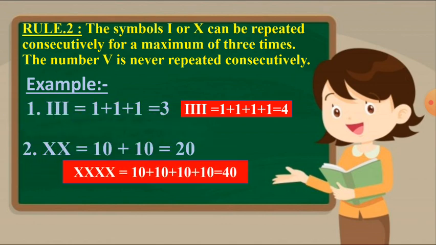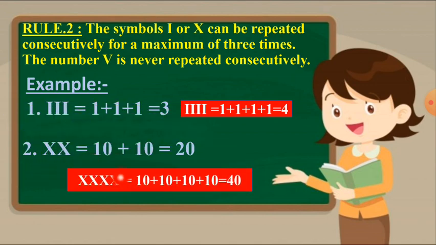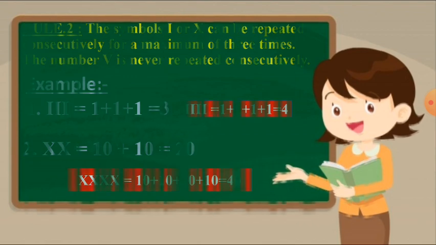Now you can see on the screen XXXX is there. See, what does it say? 10 plus 10 plus 10 plus 10 is equal to 40. But students, this is wrong. Why? Because according to the rule, X can be repeated only 3 times. So students, according to the second rule, the symbols I and X can only be repeated 3 times and V cannot be repeated. Now the third rule.